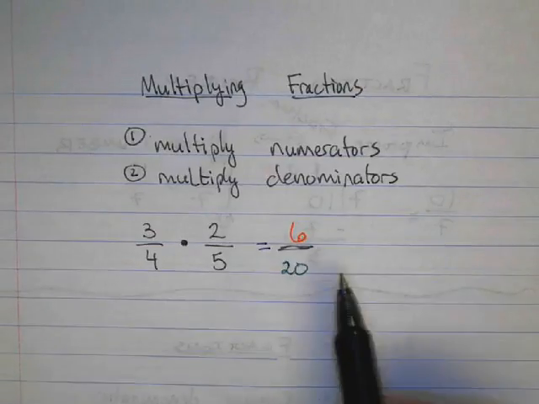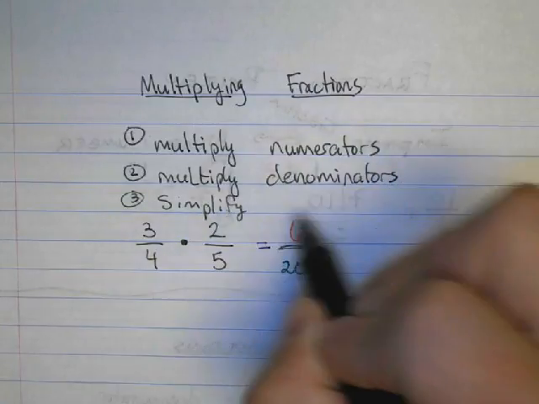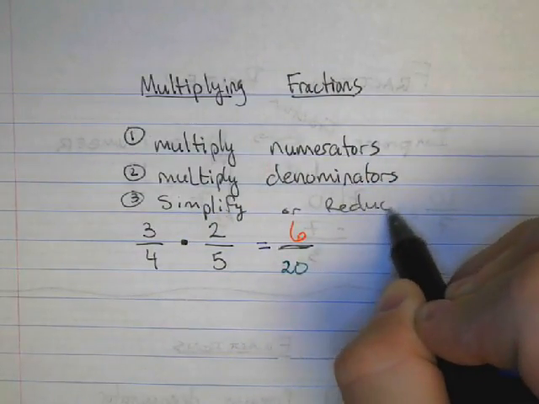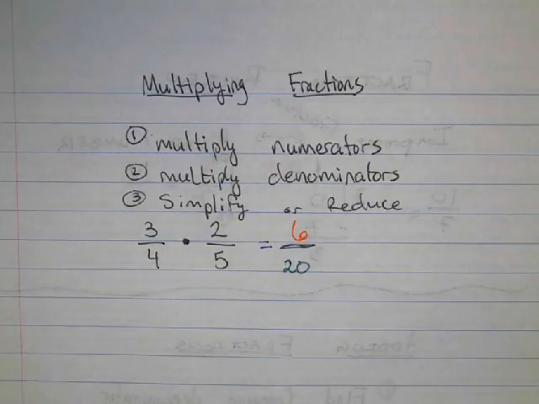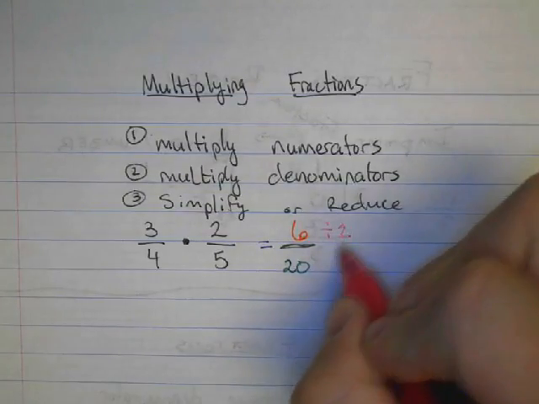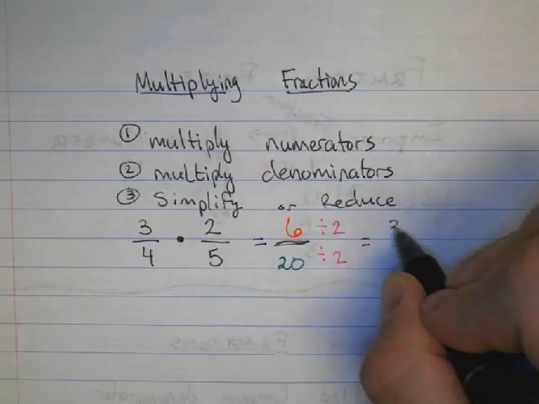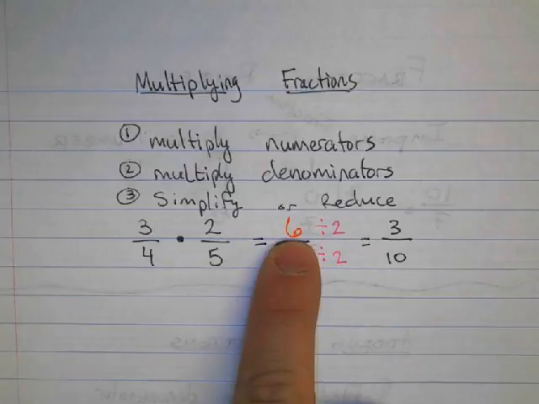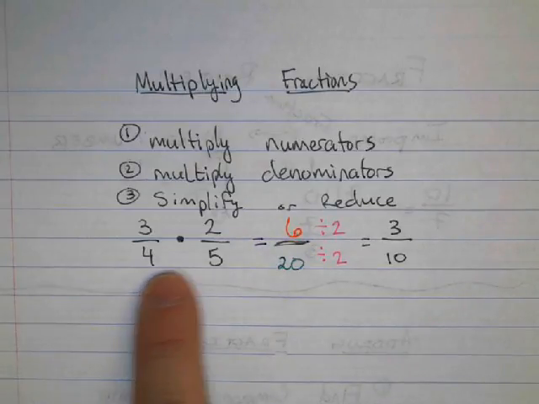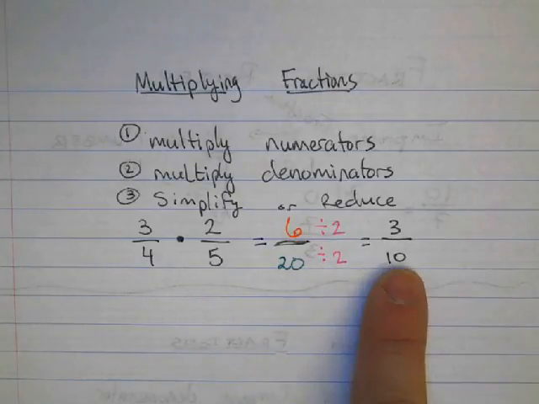And then when we're done, we have a third step we can do, which is simplify or reduce. That's where I can divide both the numerator and denominator by the same number. They're both divisible by 2, so I can divide by 2. 6 divided by 2 is 3, and 20 divided by 2 is 10. So step 1 was multiply our numerators together. Step 2 is multiply our denominators together. Then we simplify our fraction if possible, and then we get our final answer.